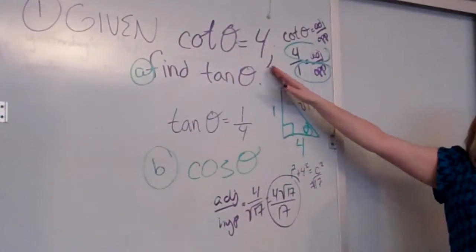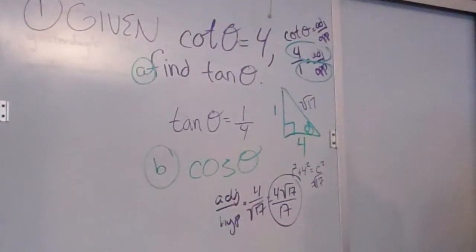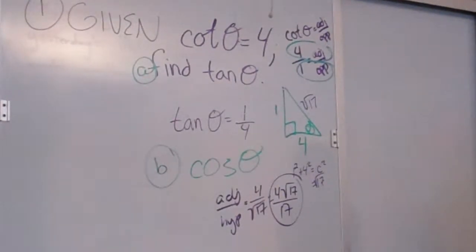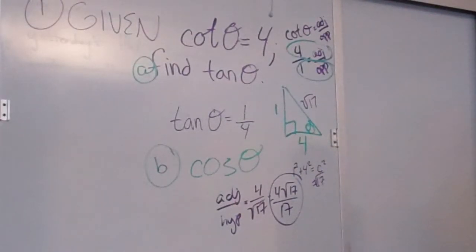What we're trying to do, if I'm given one value of a trig function, doesn't matter what value, okay? If I'm given one trig value, I'm able to find the other 5. Because I'm able to fill in the missing sides of a triangle, and then from there I can piece everything together. Okay?